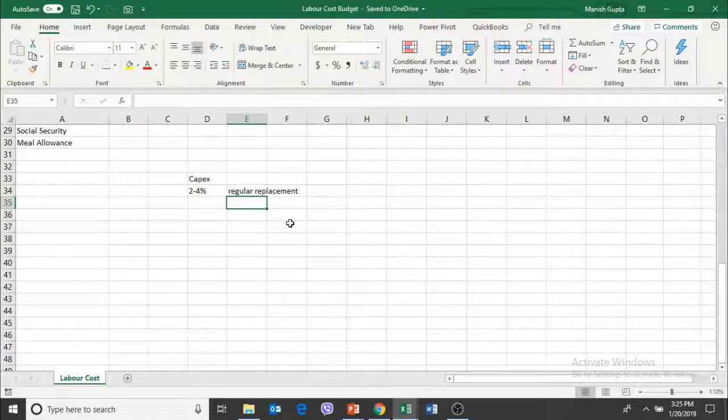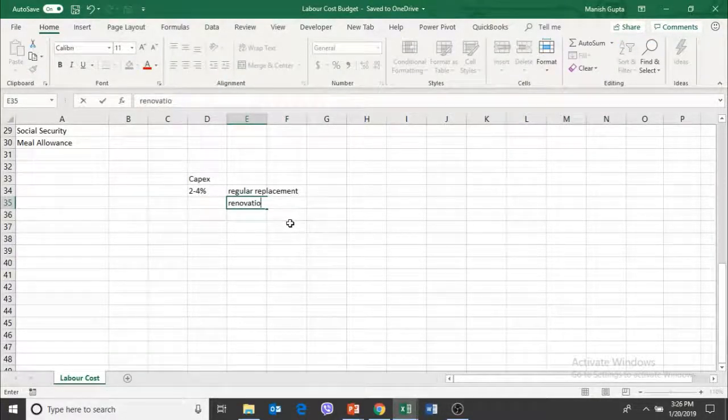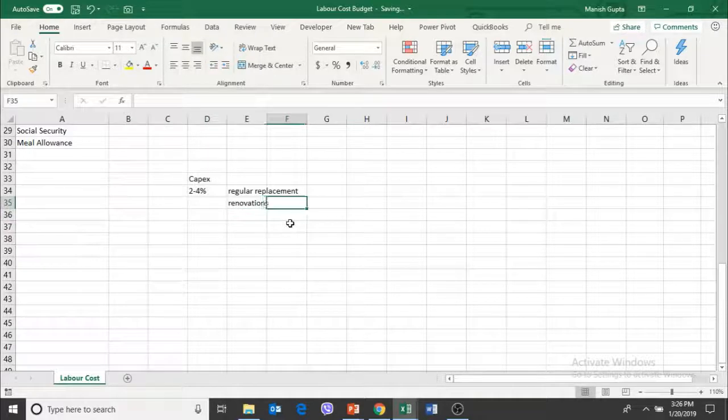So the capex is done two ways, right? Regular replacement and renovations. Renovations means you are upgrading the facilities. There is no percentage defined for that. It depends on the approval by the owners. There is no formula for that. But renovation means you are changing the facilities, upgrading the facilities from the existing one to a new one. Not a regular replacement, means same items. You are not buying the same item, you are buying a new item.